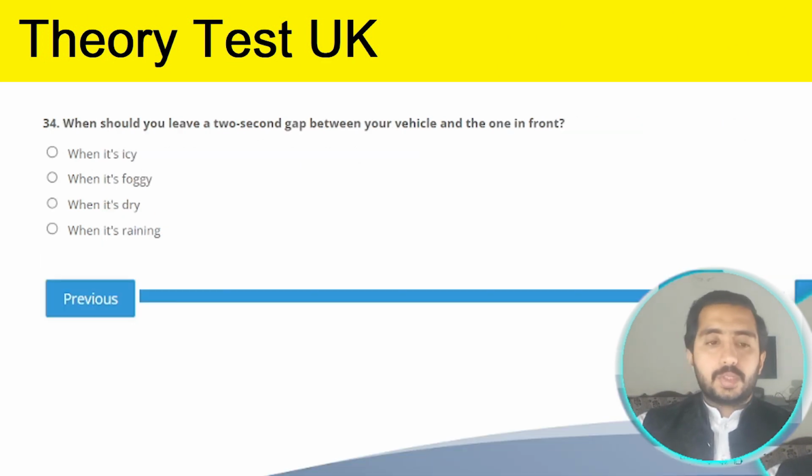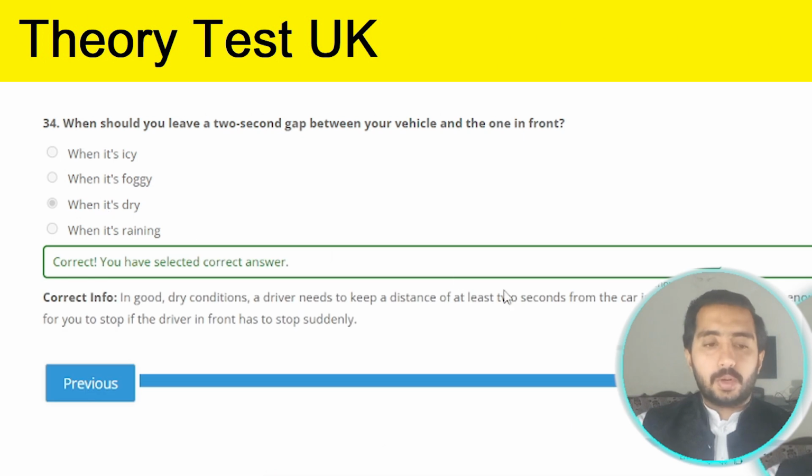Next one, question 34. What should you do? Leave a 2 second gap between your vehicle and the vehicle in front of you. The correct option is option C, when it's dry. Option C is the correct one.